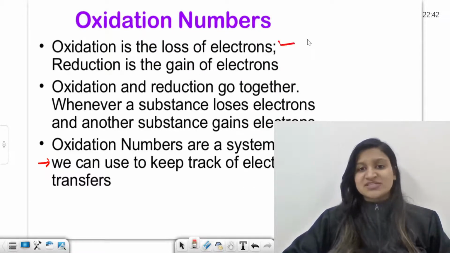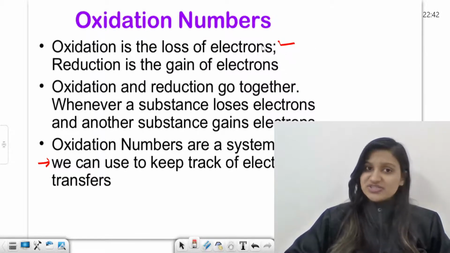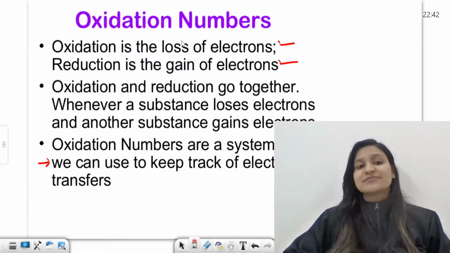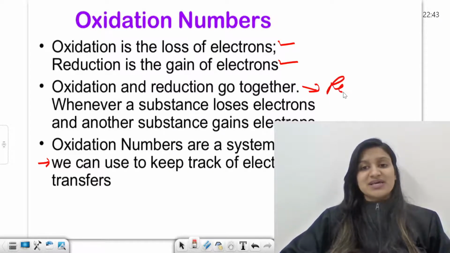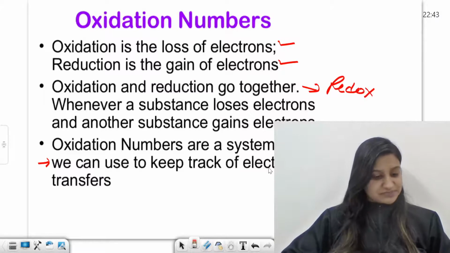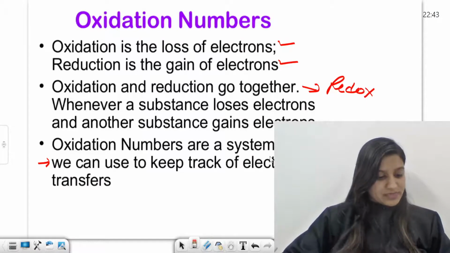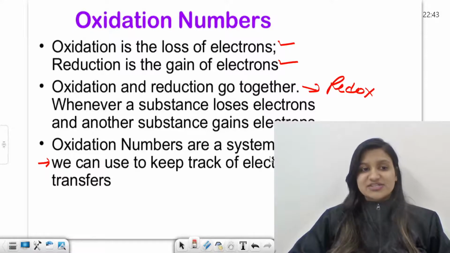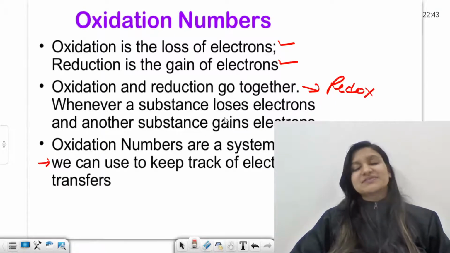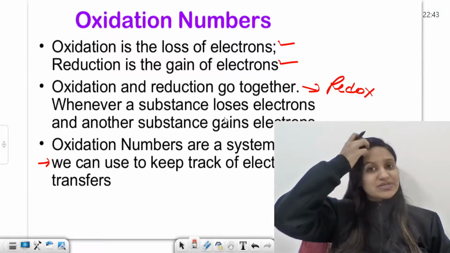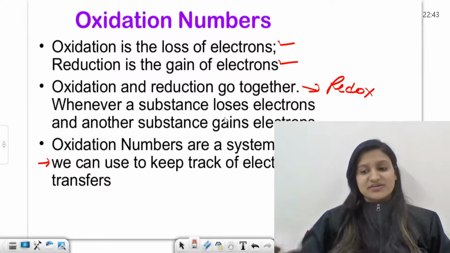Oxidation, we know, is loss of electrons, reduction is the gain of electrons, and oxidation and reduction go together. Whenever they go together, it is called a redox reaction. Whenever a substance loses electrons and another substance gains electrons, that's what happens within a redox reaction.